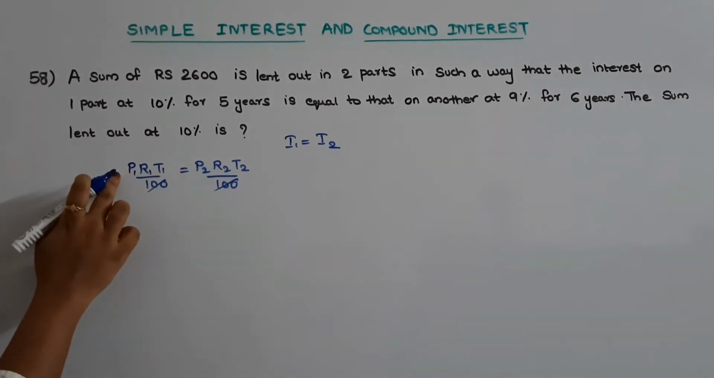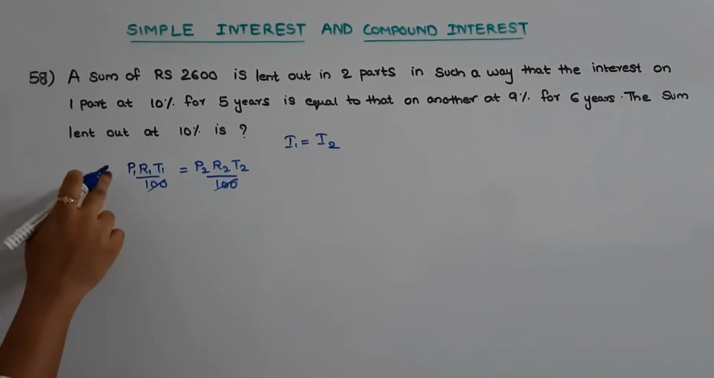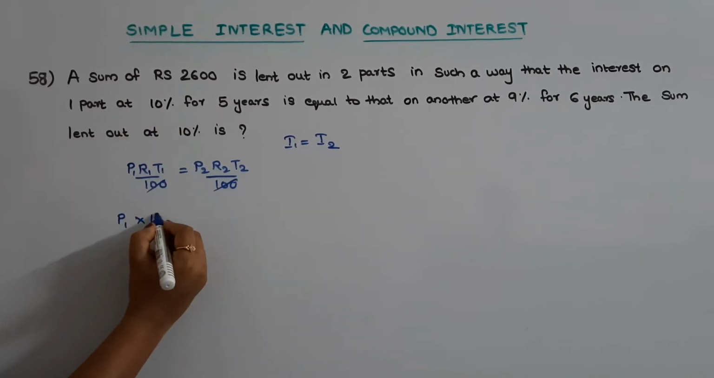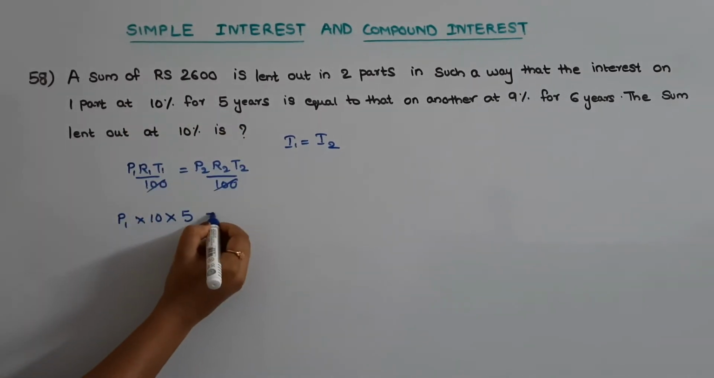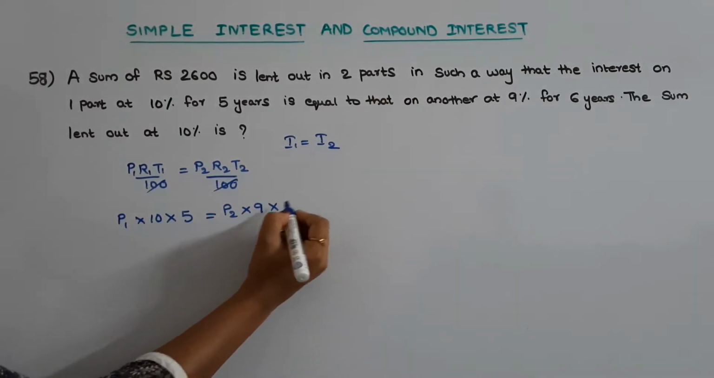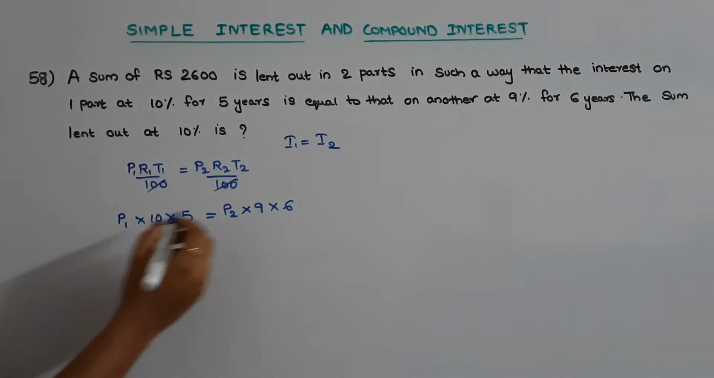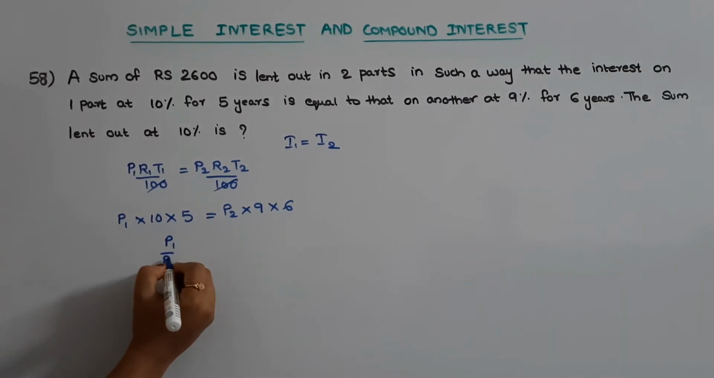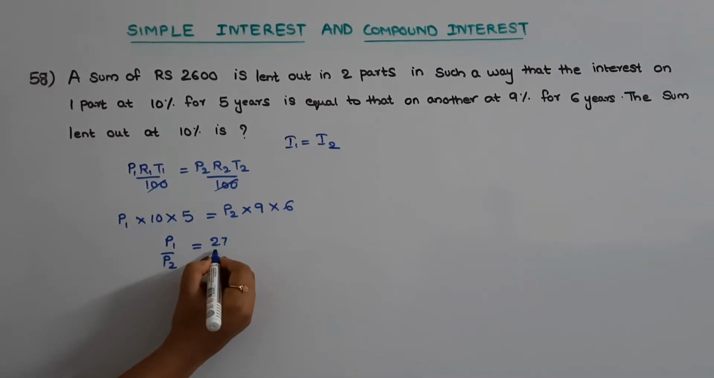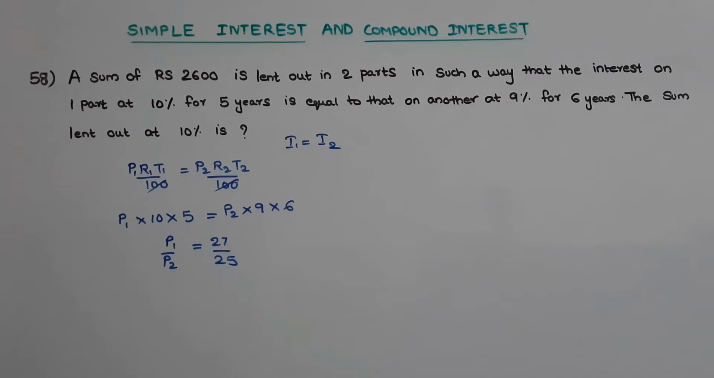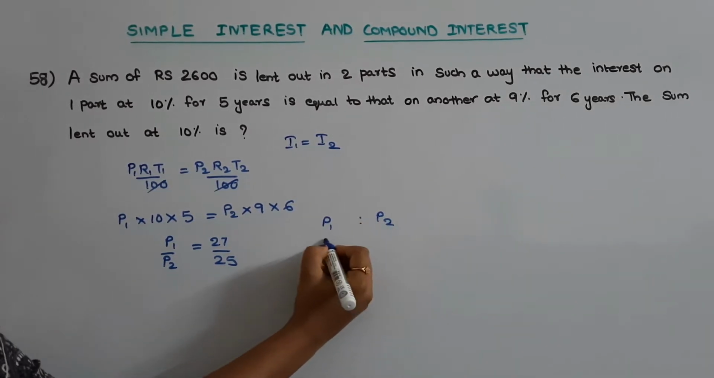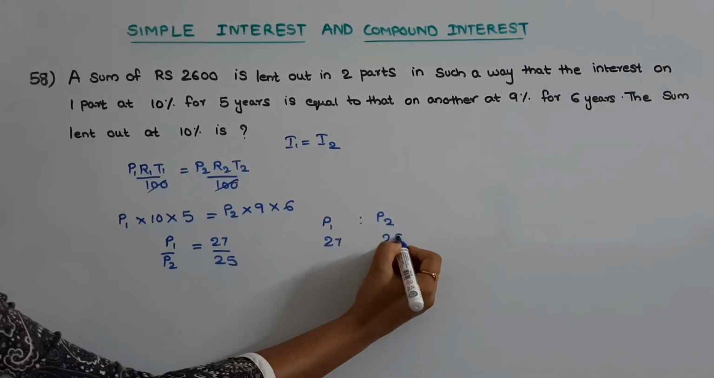Now from this we will get the ratio of the principals. So P1 we need to find out. R1 is given as 10, T1 is given as 5, is equal to P2 into R2, which is given as 9, and T2 is given as 6. So from this P1 by P2 will be equal to 27 divided by 25, or we can say that P1 is to P2 is 27 is to 25.